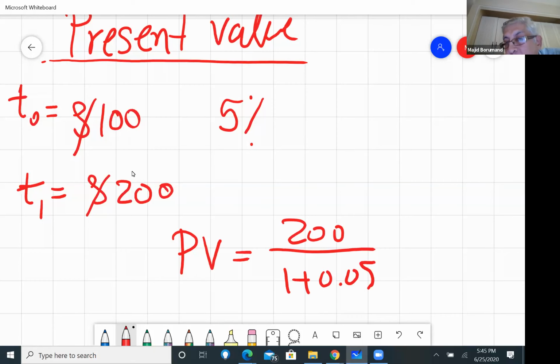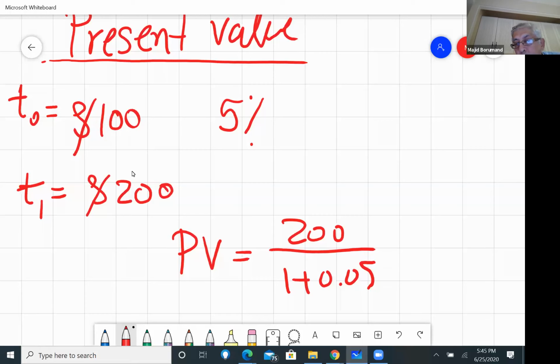So you divided by 1.05. If I borrowed that money for 10%, my discount factor would be 1.10, 1 plus 10%, okay? So this is very important, because you are trying to make a decision to accept this investment or not, right?